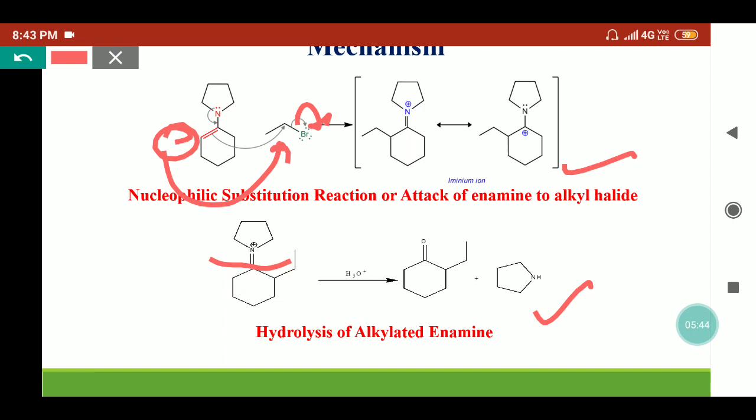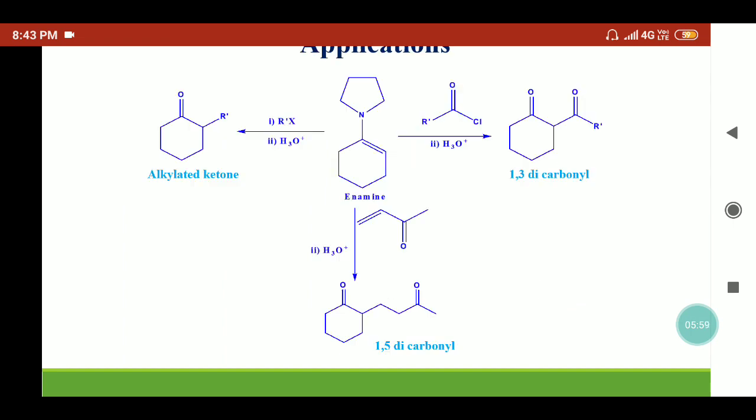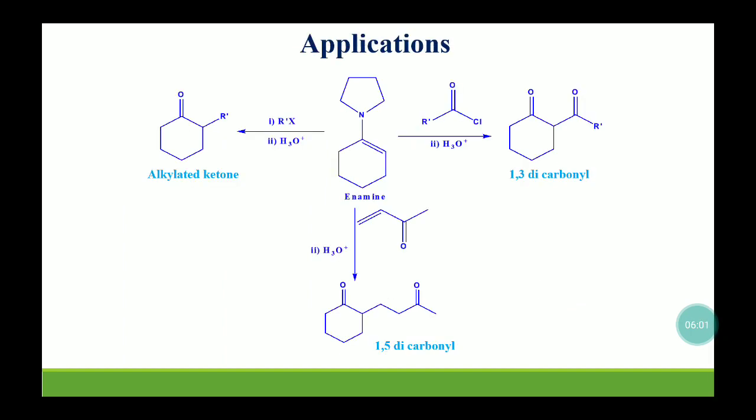So by the hydrolysis of alkylated enamines, we'll get back our alkylated carbonyl compound or acylated carbonyl compound, and the secondary amine will be regenerated. Now we can see its application. Enamines can be used to synthesize a variety of products, like different carbonyl compounds, or different alkylations can be done at the alpha position to the carbonyl compound.